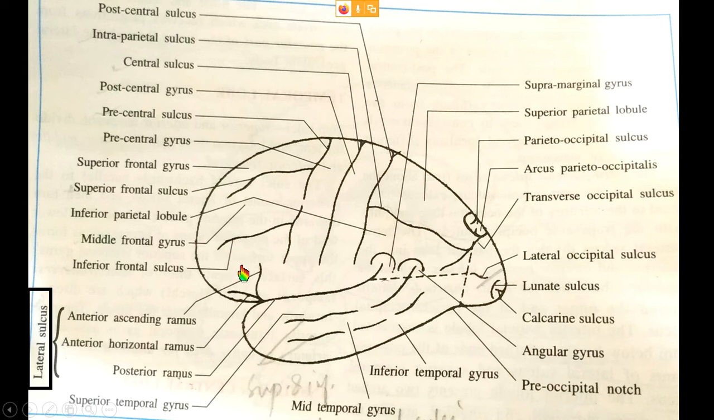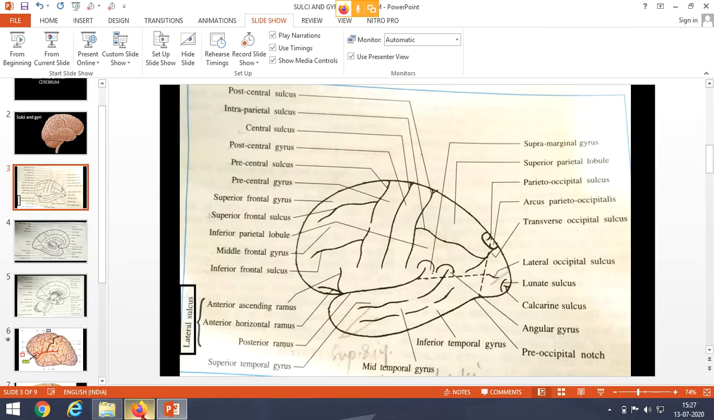Okay, so the inferior frontal gyrus is invaded by these 2 rami. What are these 2 rami? Anterior horizontal ramus, anterior ascending ramus. These 2 rami are invading into the inferior frontal gyrus. So that is about the frontal lobe. Understood now? Okay.